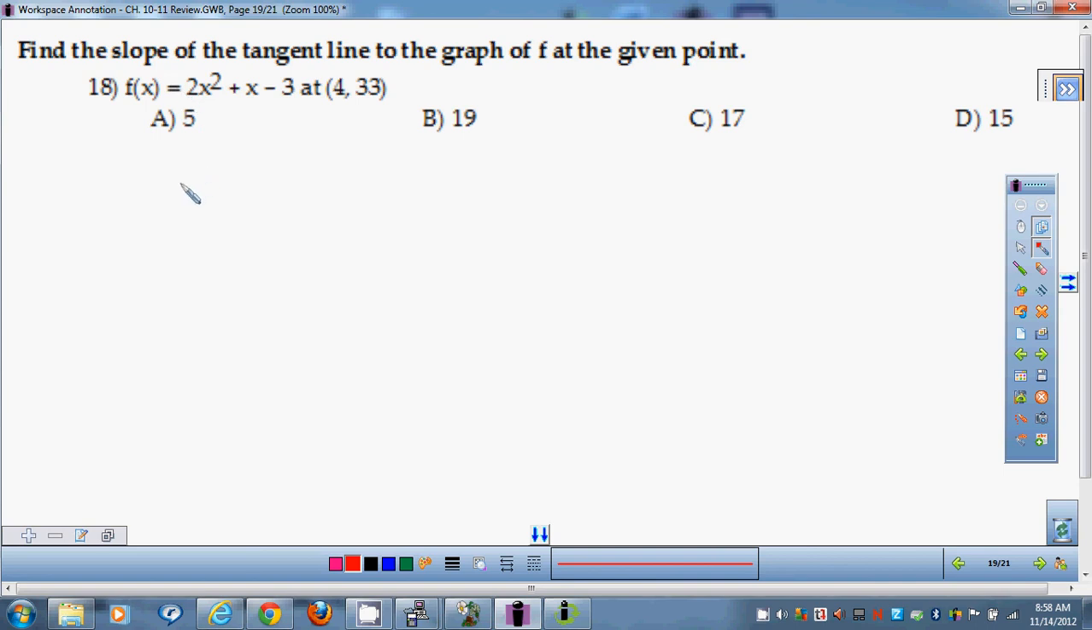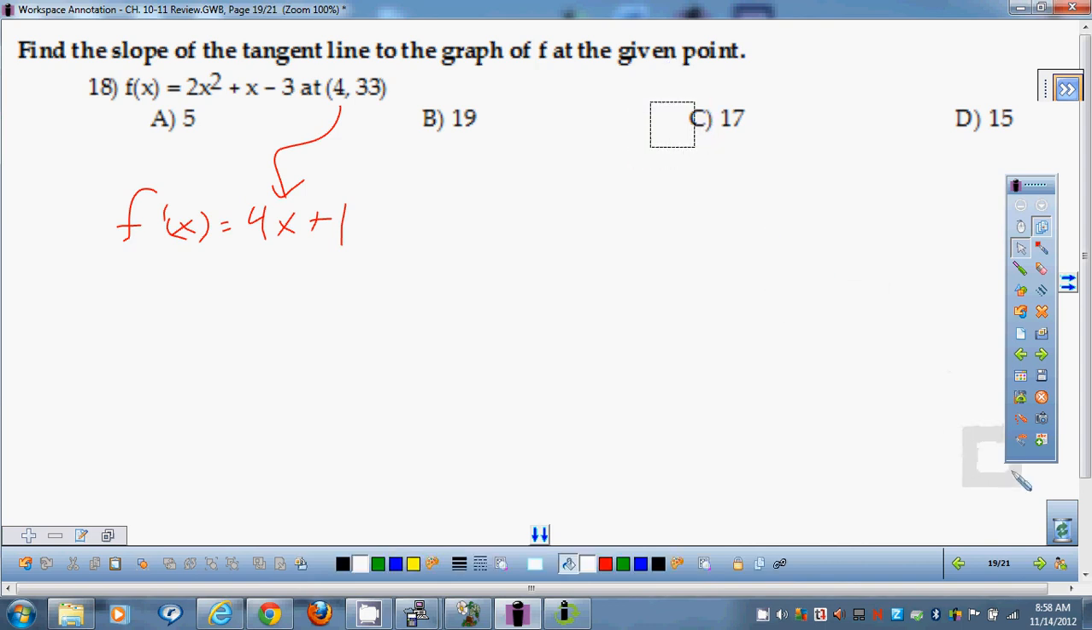All right. Derivative. What is my derivative? Plug in 4. What do you get? Muy bien.